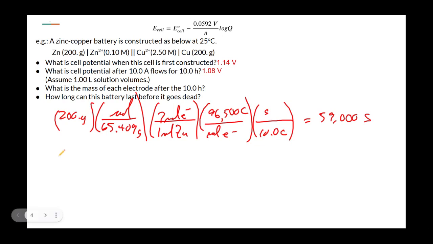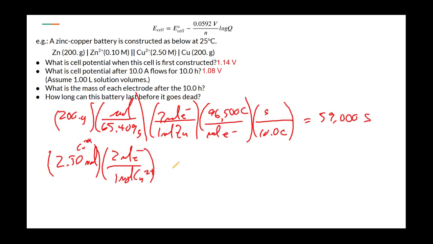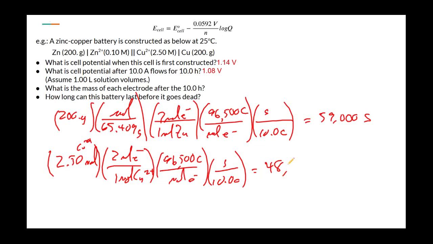What happens if we run out of copper 2+? Well, we started out with 2.50 moles of it in our liter of solution. There's 2 moles of electrons for every 1 mole of copper 2+. This is moles of copper 2+ that were in the solution. And then 96,500 coulombs per mole of electrons, and then 10 coulombs per second for our current, and this gives us 48,250 seconds. So we will run out of copper ions before we run out of zinc, and that's how long the battery will last before it dies.